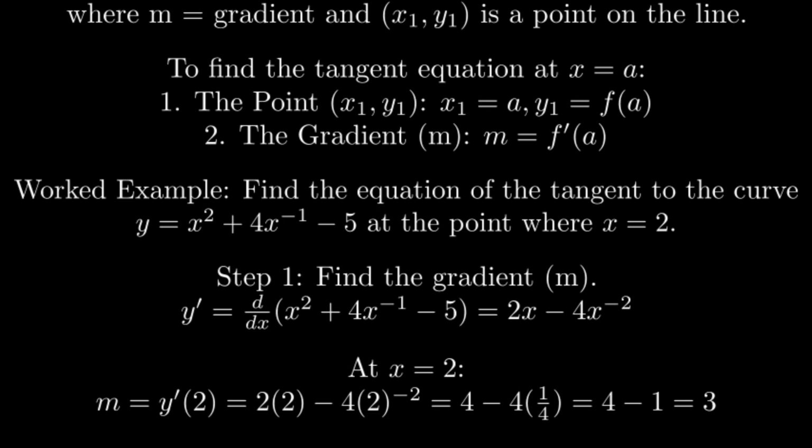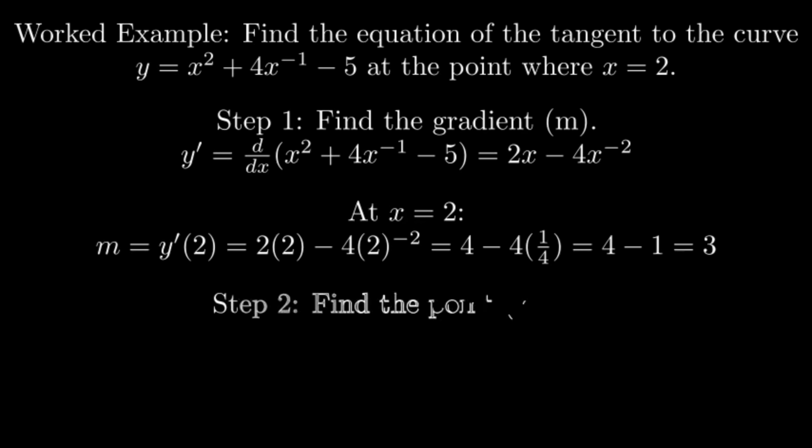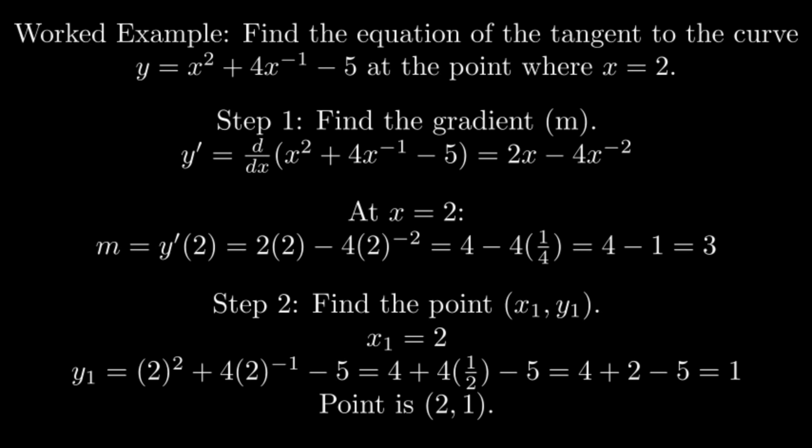So m equals 3. Next, we need the coordinates of the point of tangency. We know the x-coordinate is 2. To find the y-coordinate, we substitute x equals 2 into the original function. So y equals 2 squared plus 4 times 2 to the negative 1 minus 5. This is 4 plus 2 minus 5, which equals 1. Our point of contact is (2, 1).